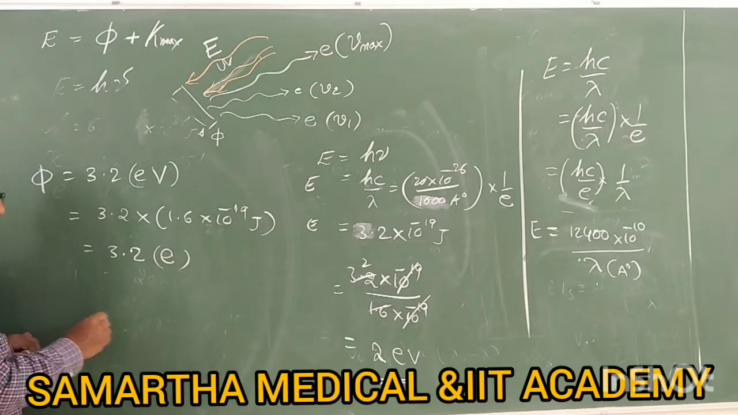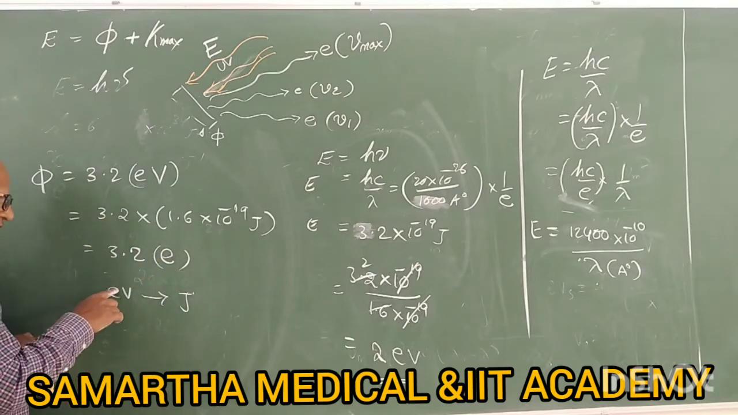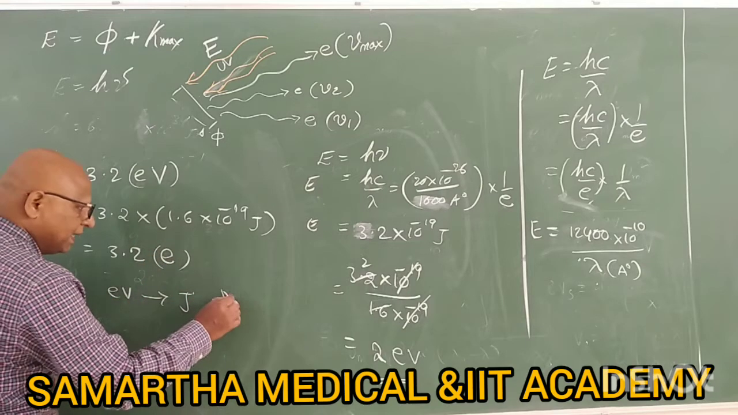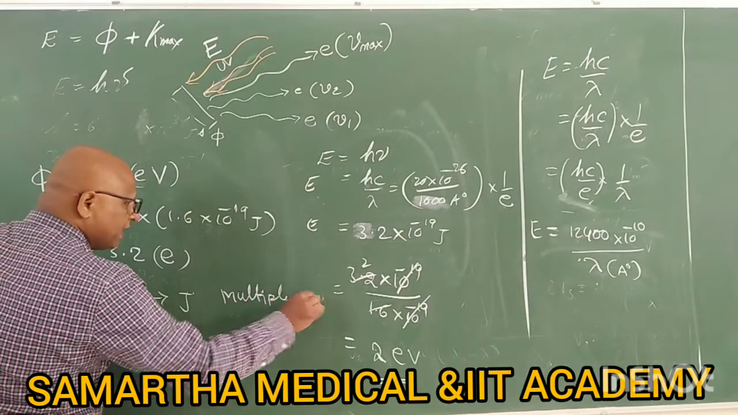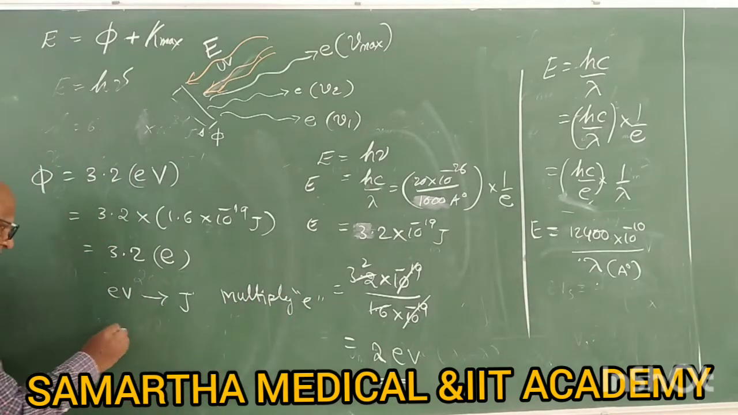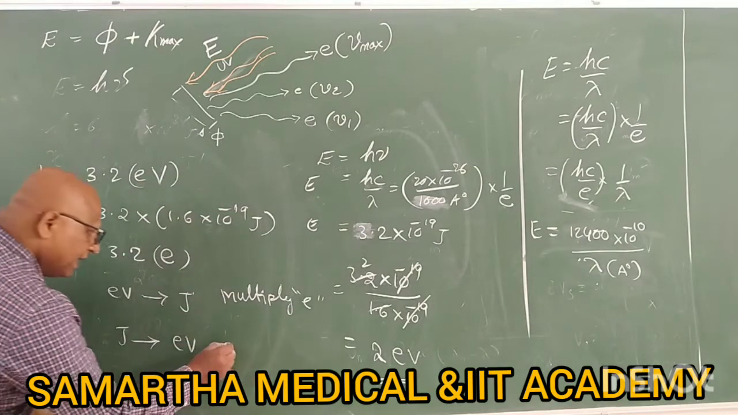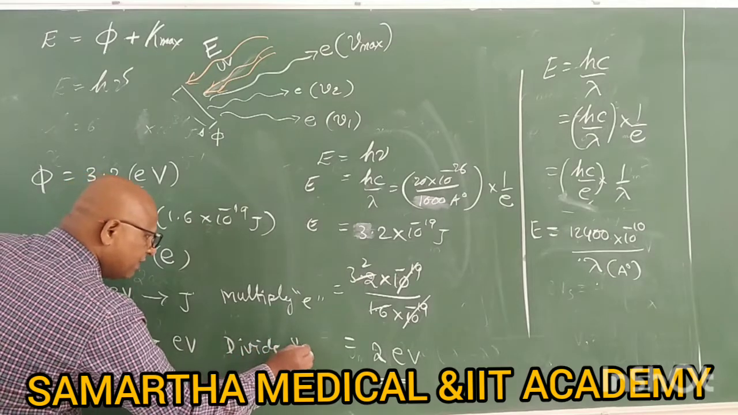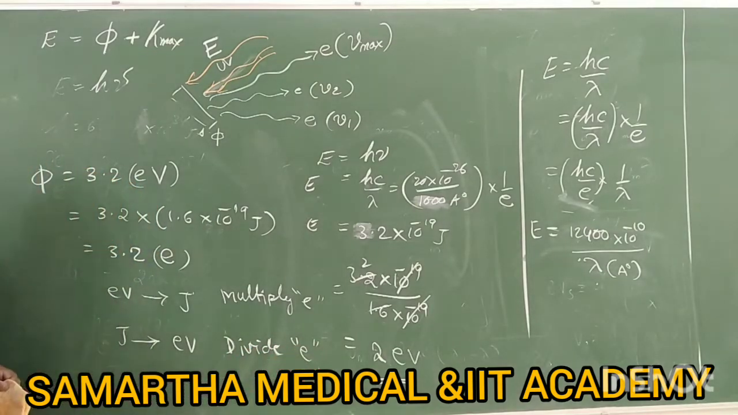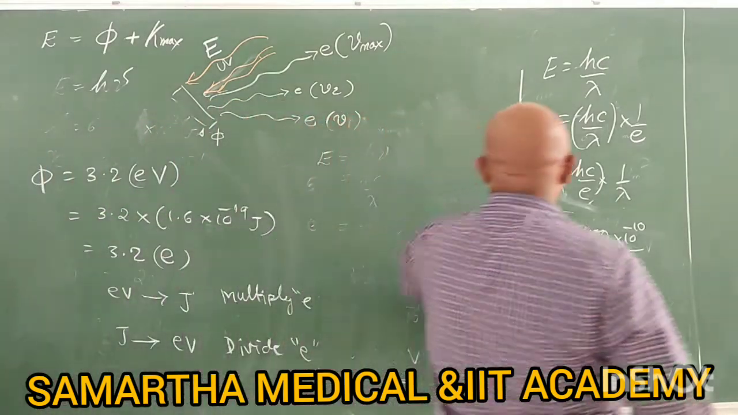If you want to convert from EV to joule, multiply E. And if you want to convert from joule to EV, divide by E. Okay, just remember this shortcut. And now we will go to solving of the problems directly.